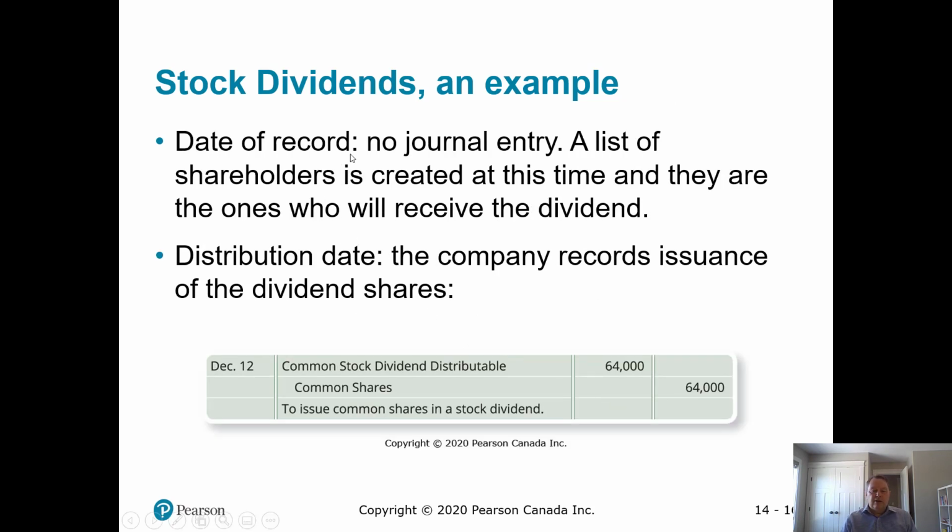Now, for the date of record, we don't actually do a journal entry. It's, again, just the date of declaration that we set it up. But we get a list of shareholders at that time who are going to receive the dividend. That may sound a little different. Why are we doing it like that? Well, the reason is that it does take a little while to determine who owns what, and we have to pick a particular date to determine who owns whatever shares.